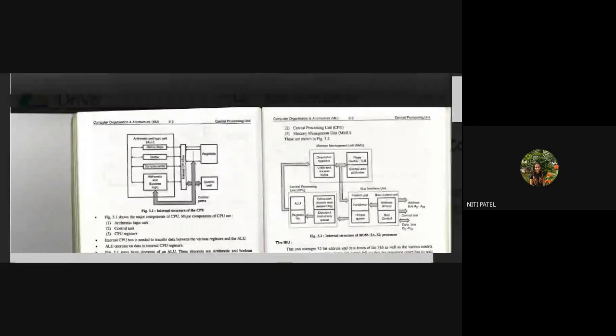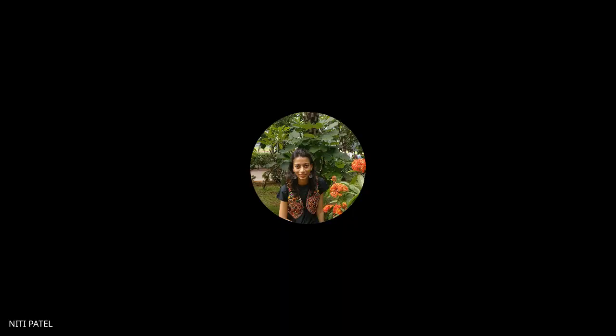This is the internal structure of a CPU. If you see any CPU, it will consist of an ALU, registers, and a control unit also. Clear? So the three parts of your CPU were the ALU, which had subcomponents inside it, like status flag, shifter, complementer, and arithmetic and Boolean logic, a control unit, and a register.